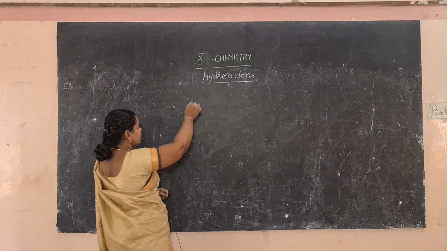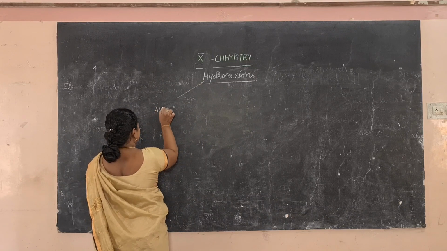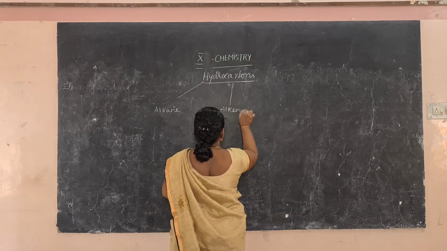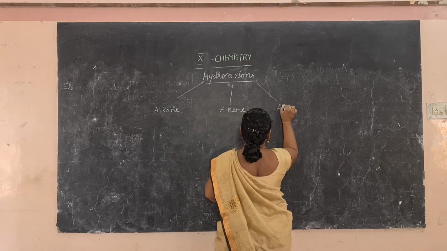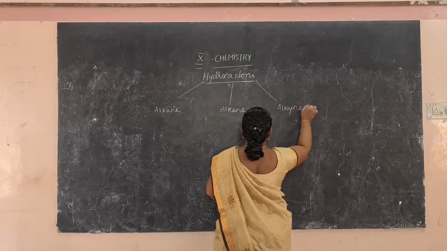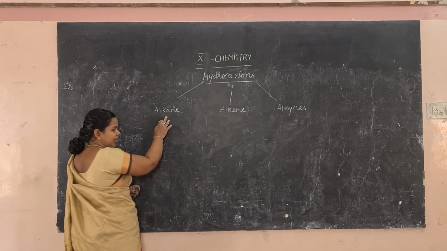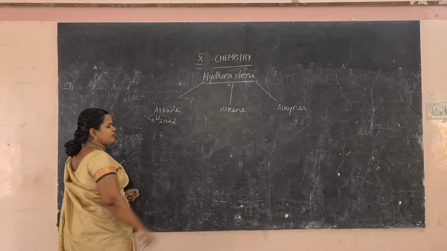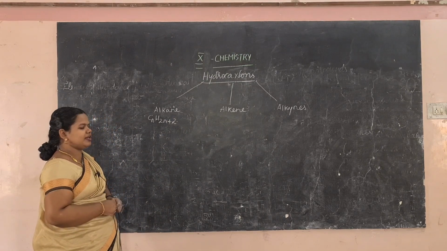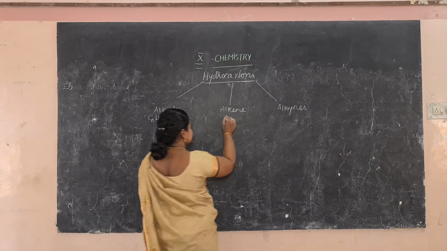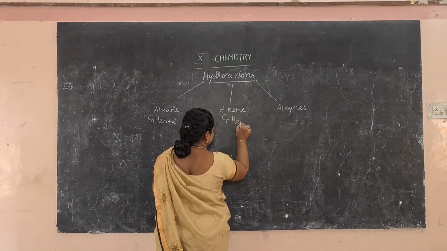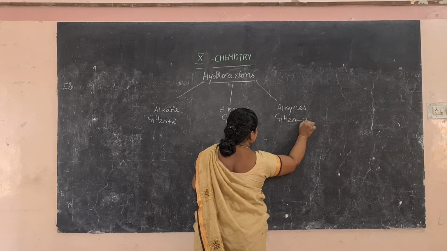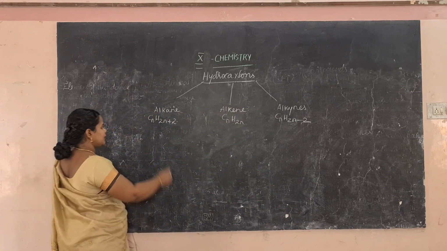Now this hydrocarbon is divided into three types: alkane, alkene and alkynes. The general formula for alkane is CnH2n+2, the general formula for alkene is CnH2n, and the general formula for alkyne is CnH2n-2.